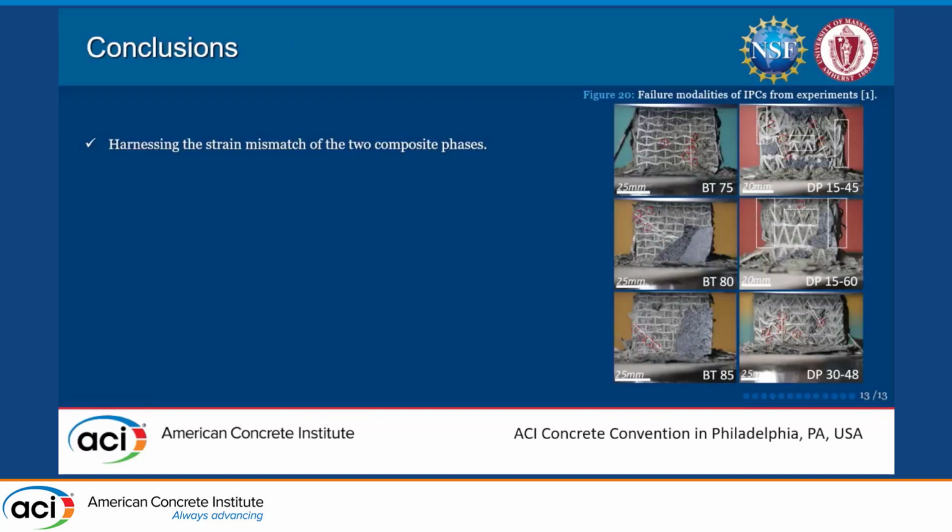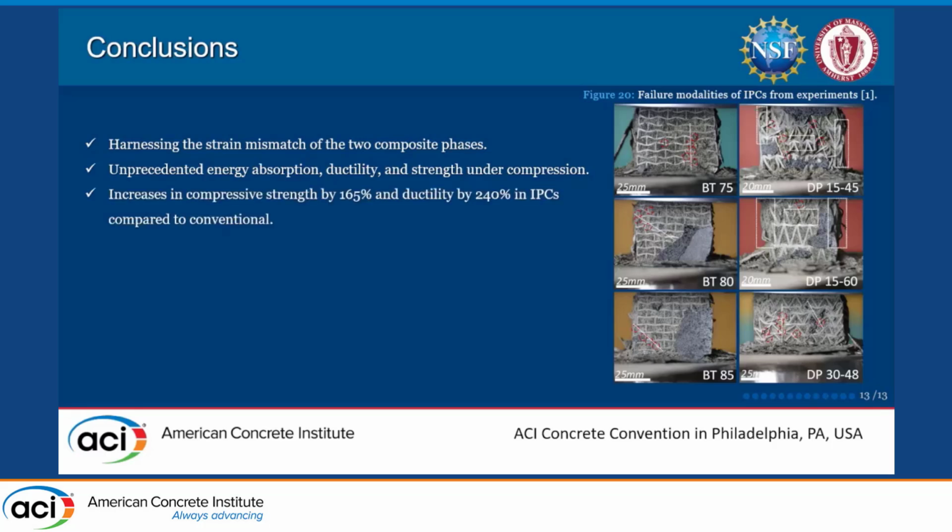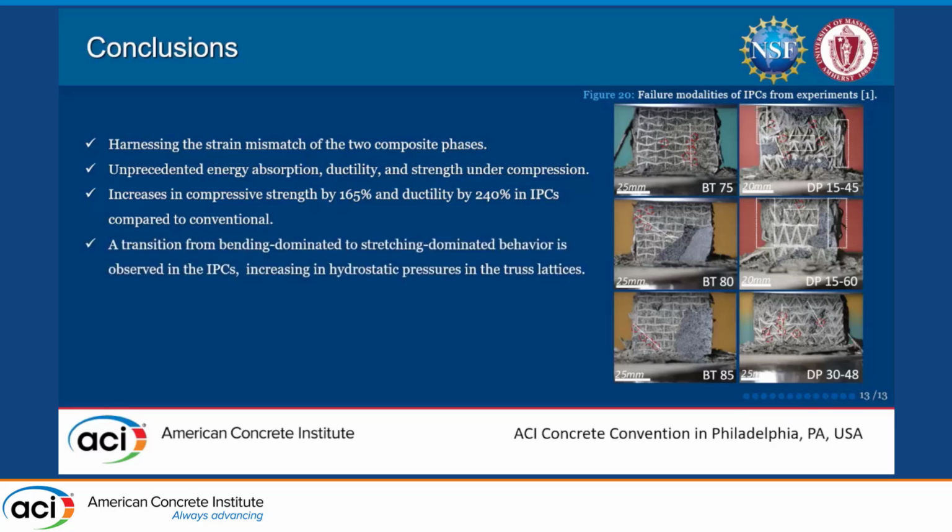So with that, I will conclude the presentation with the following results that we found from this study. We have succeeded so far in harnessing the strain mismatch between the two composite phases, which gave us unprecedented energy absorption, ductility, and strength under axial compression. We have observed increases in the compressive strength of 65% in terms of strength and 140% in terms of ductility inside the IPCs when compared to the conventional reinforcing or confinement schemes.